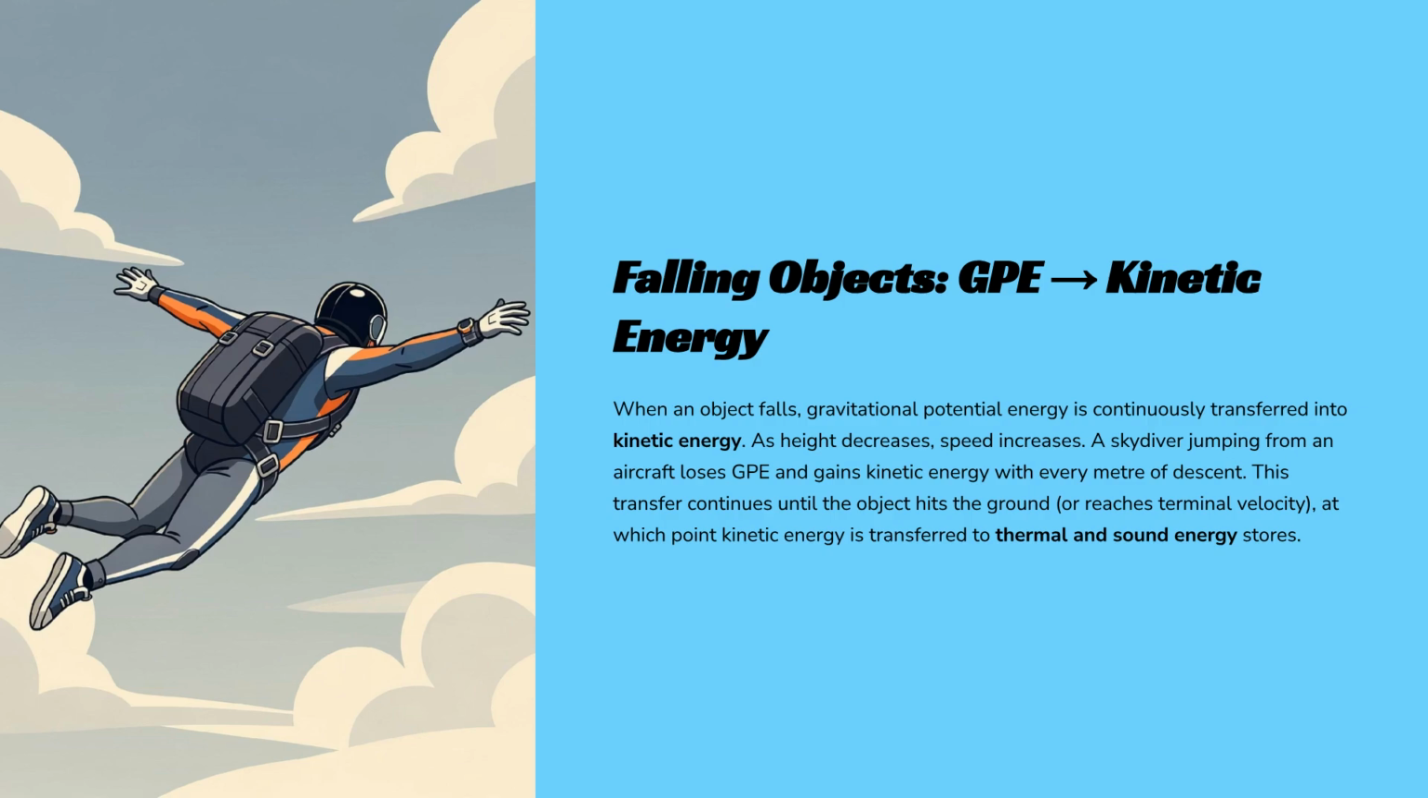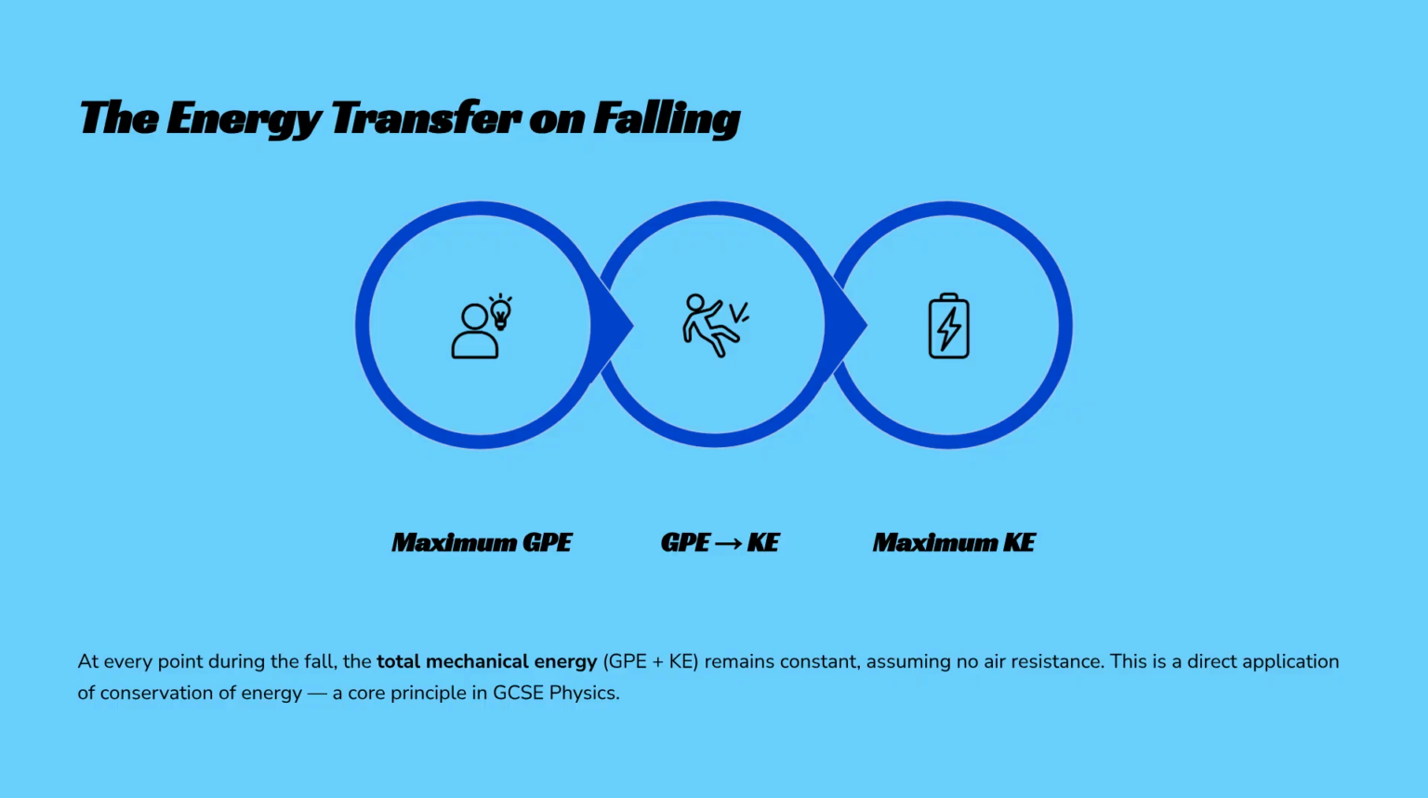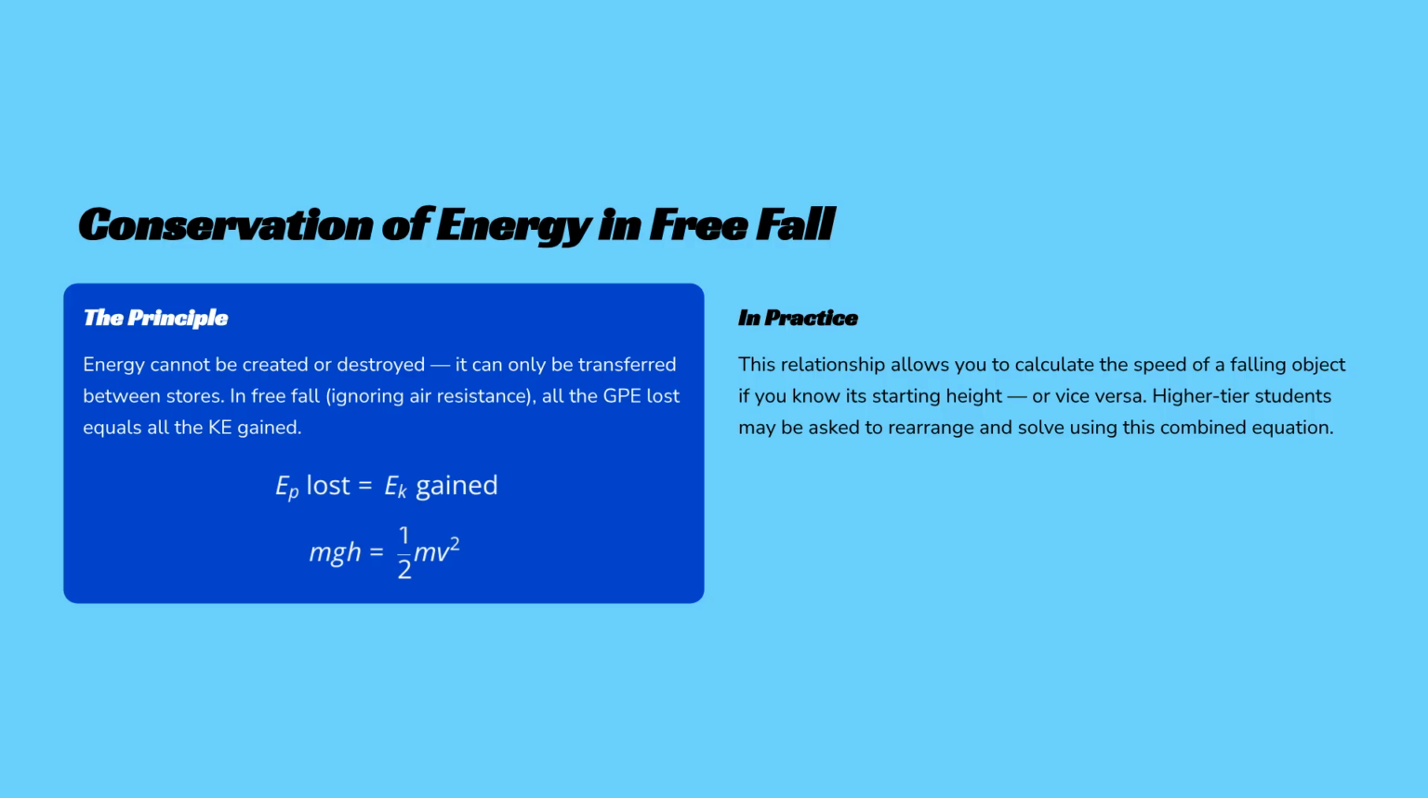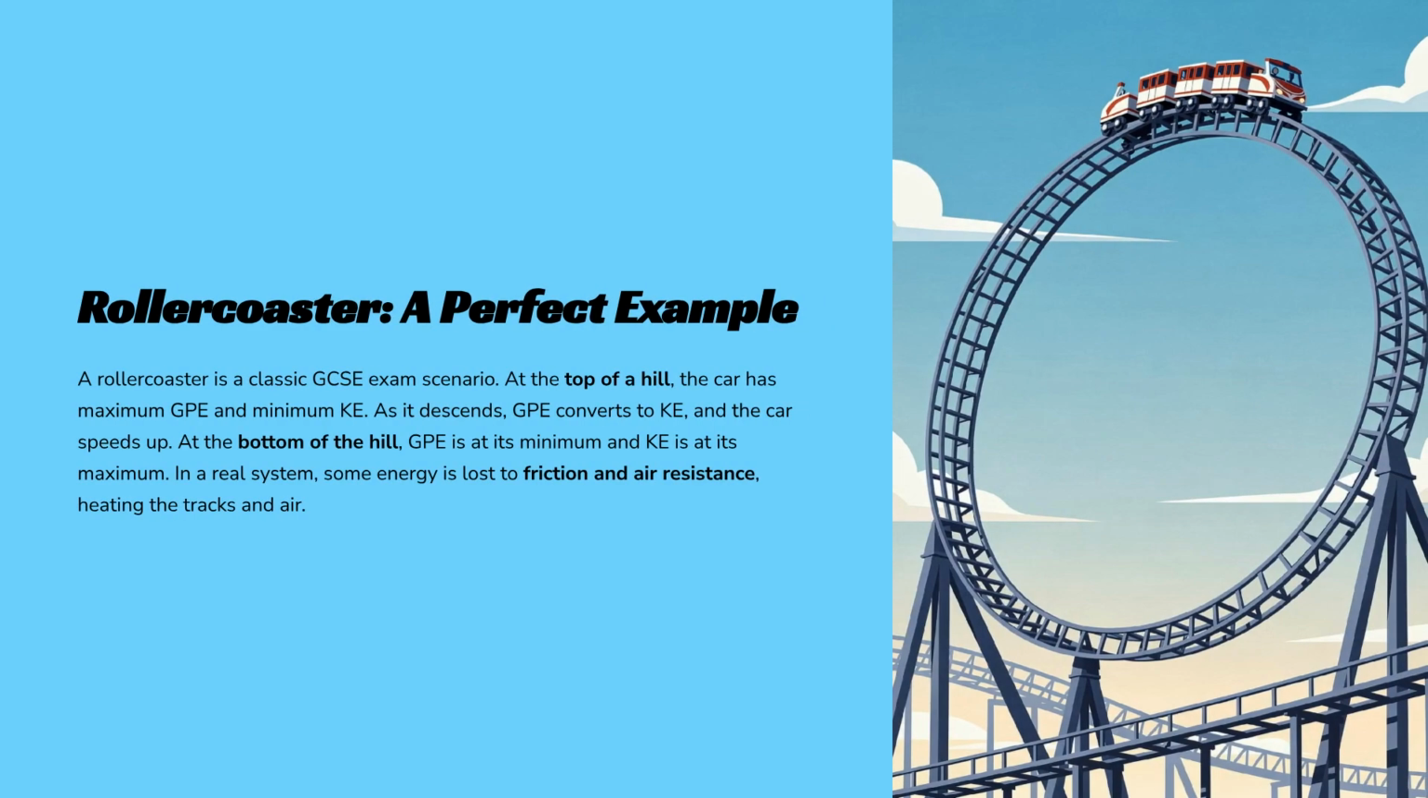As height decreases, the object speeds up until it potentially hits the ground. During a fall, the total mechanical energy remains constant if we ignore air resistance. The energy shifts from potential to kinetic as the object descends. In free fall, the energy lost as gravitational potential energy equals the energy gained as kinetic energy. This allows us to calculate an object's speed from its starting height. A roller coaster provides a classic example of this transfer. At the top of the hill, the car has maximum potential energy, which converts to kinetic energy as it descends.